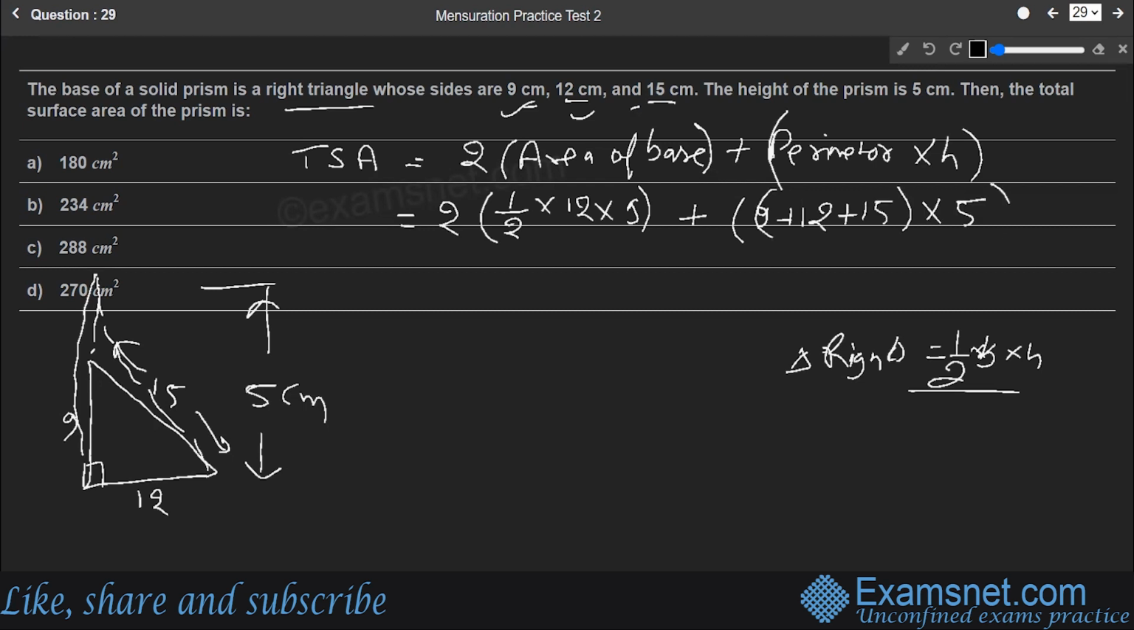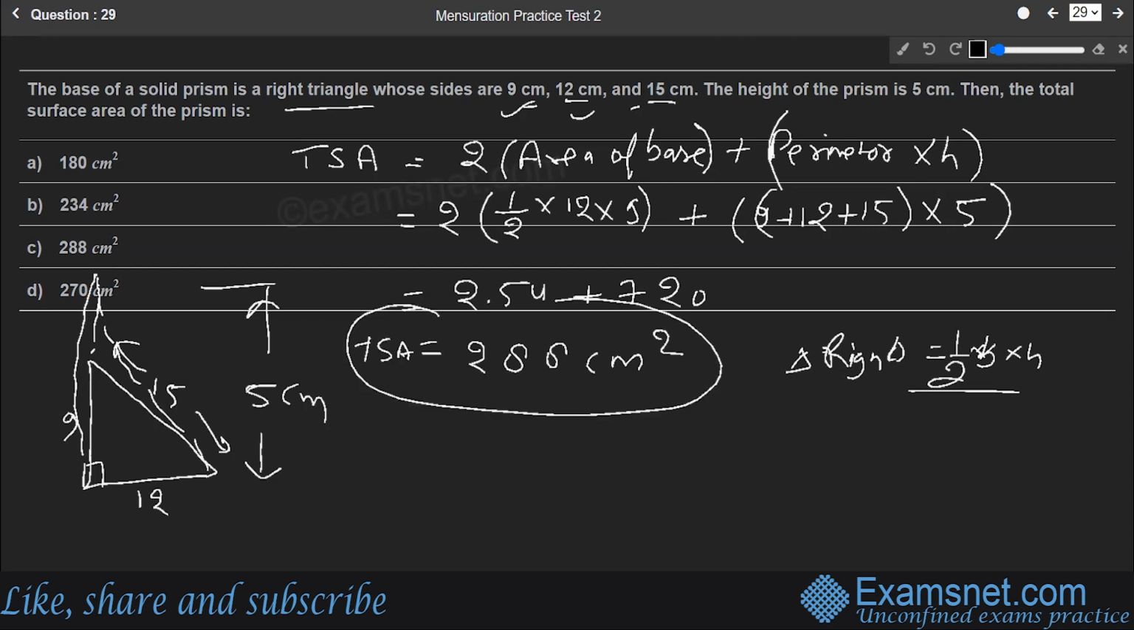Height of the prism is given as 5 centimeters. So clearly we are supposed to solve this. So this is going to be twice of 54, plus 12 plus 9, 21 plus 15, 36 into 5 is going to be 720. So it's 108 plus 720, that is nothing but 288 centimeter square. So that is the total surface area of the prism as asked in the question. It is available in option number C, which becomes the right answer.